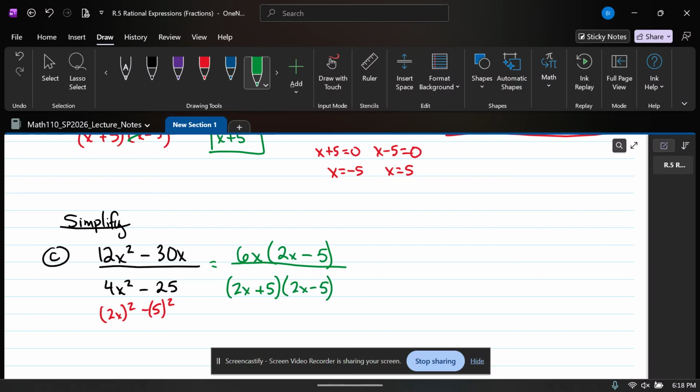So we've got the factored form of that, and now we cancel out the matching factor, if there is one, and there is on this one, 2x minus 5. So my simplified version is 6x over 2x plus 5. And again, you can't cancel the 2x with the 6x because this 2x is tied to the plus 5. It's got to be the whole thing or none of it. Okay.